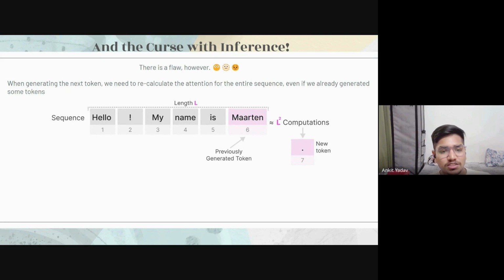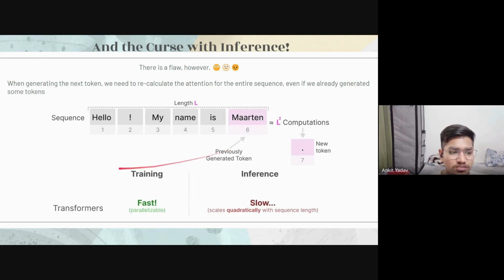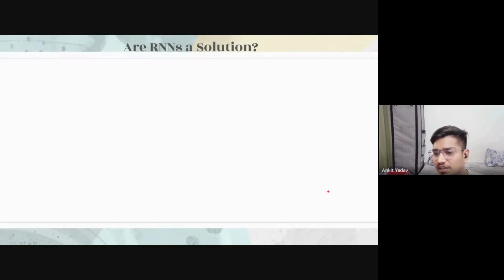This is a time complexity of L square, which is creating hindrance in inferencing actually. So this will be problematic in the long run. If we have a sequence length of 1K, and then we move to 10K and then 100K, this inferencing faces a lot of time related issues. Now, this is again a report card of a transformer: fast in training but slow during inferencing because of its quadratic nature. Are RNNs really a solution?